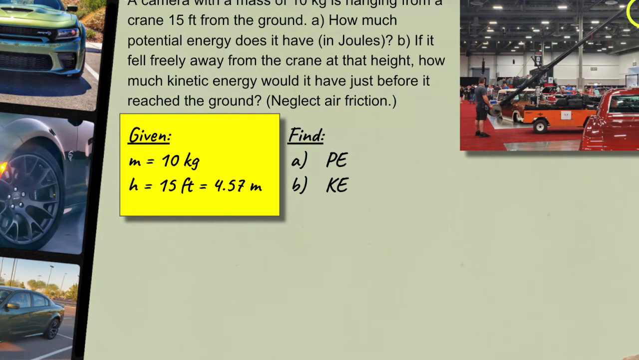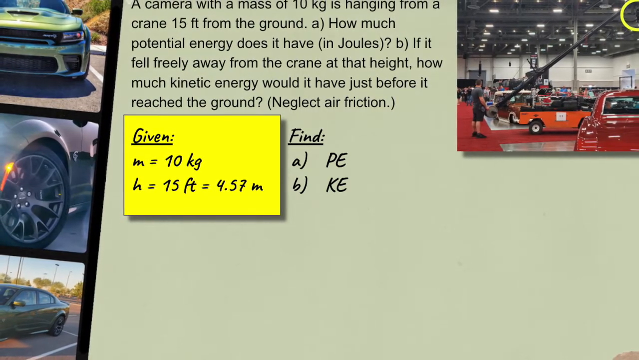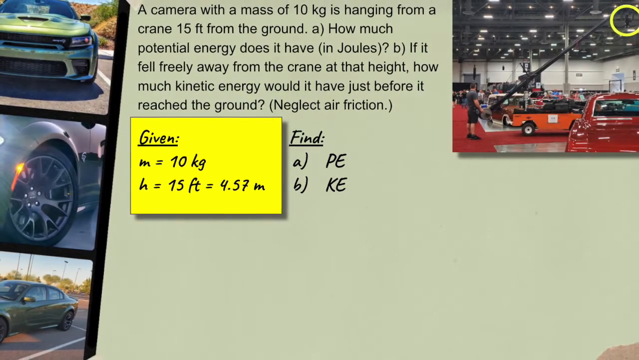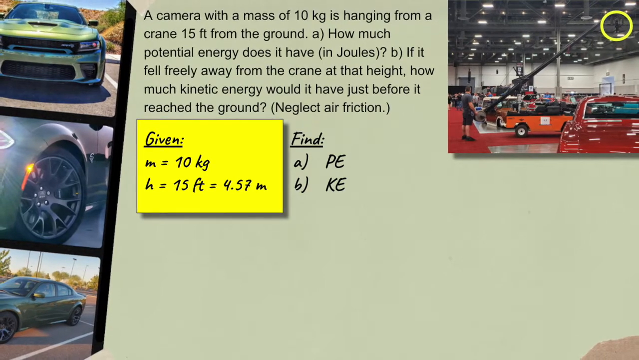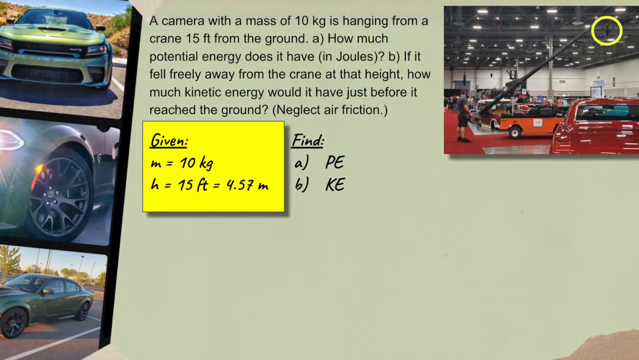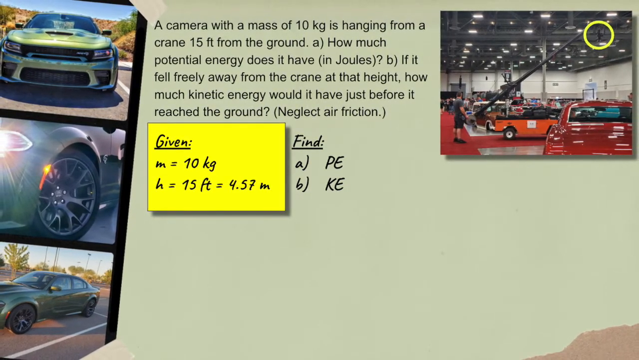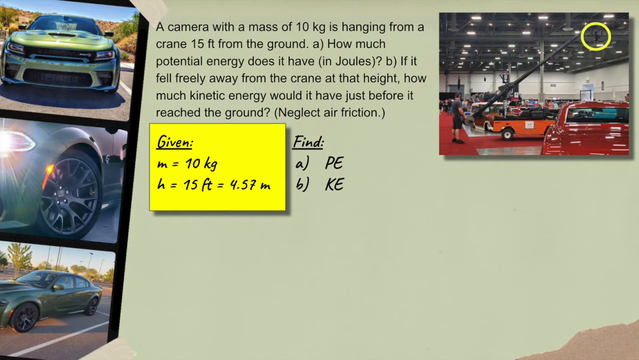So let's start with what we're given. We know that the mass is 10 kilograms and the distance h is 15 feet. But we want our answer in joules, and the units for joules are kilogram meter squared per second squared. So we must convert feet to meters. So 15 feet equals 4.57 meters.